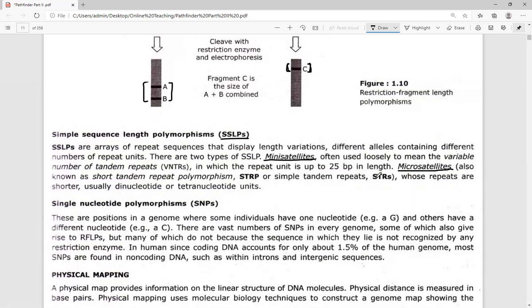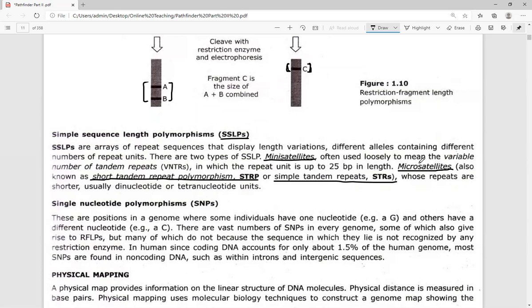Microsatellites are also referred to as short tandem repeat polymorphism (STRP), or simple tandem repeats (STRs). These are referred to as microsatellites, whose repeats are shorter, usually dinucleotide or even tetranucleotide in nature.